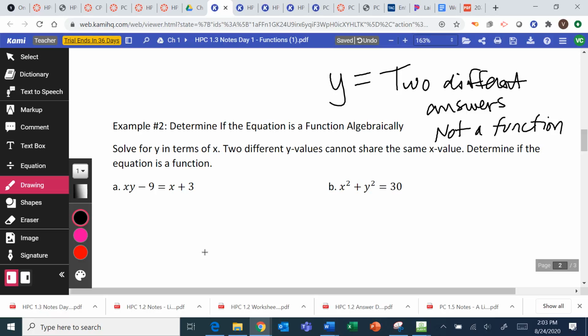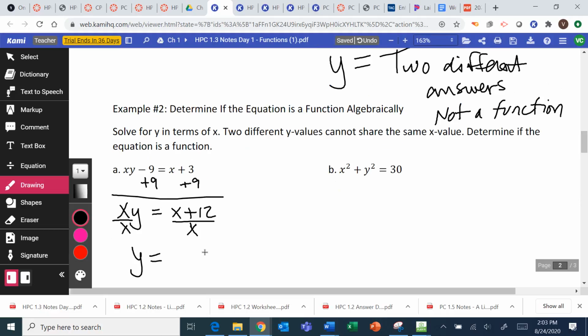So this very first question, I'm going to solve for y. I'm going to add 9. I'm going to get x plus 12. Then I'm going to divide both sides by x. Get y equals x plus 12 over x. And I just have one answer for y, so this would be a function.